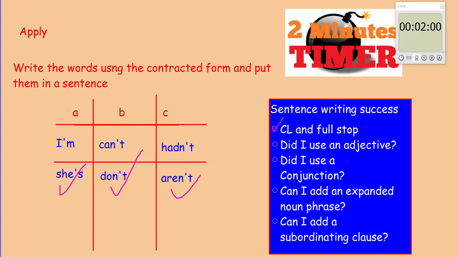Okay, if you think you completed all of these success criteria when writing that sentence, keep your sentence on your whiteboard, show it to your teacher. And if your teacher agrees that you've used all this, then you can give yourself an extra tick on your whiteboard, but only if your teacher agrees that you've used all of these successes in your writing.